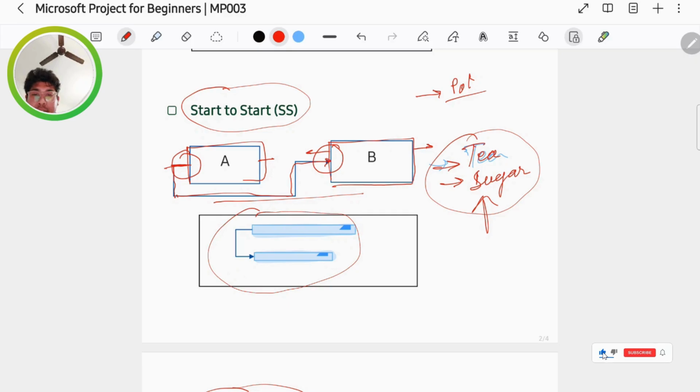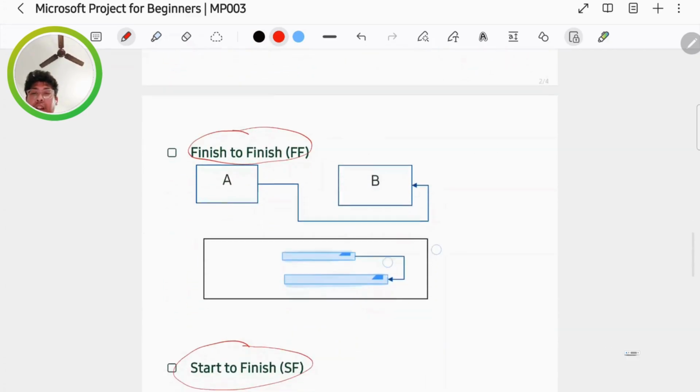It will look like that. In the Gantt chart, it will come like this. That means start to start: both of them start parallelly, and this will be the case. Okay, this is the concept of start to start.